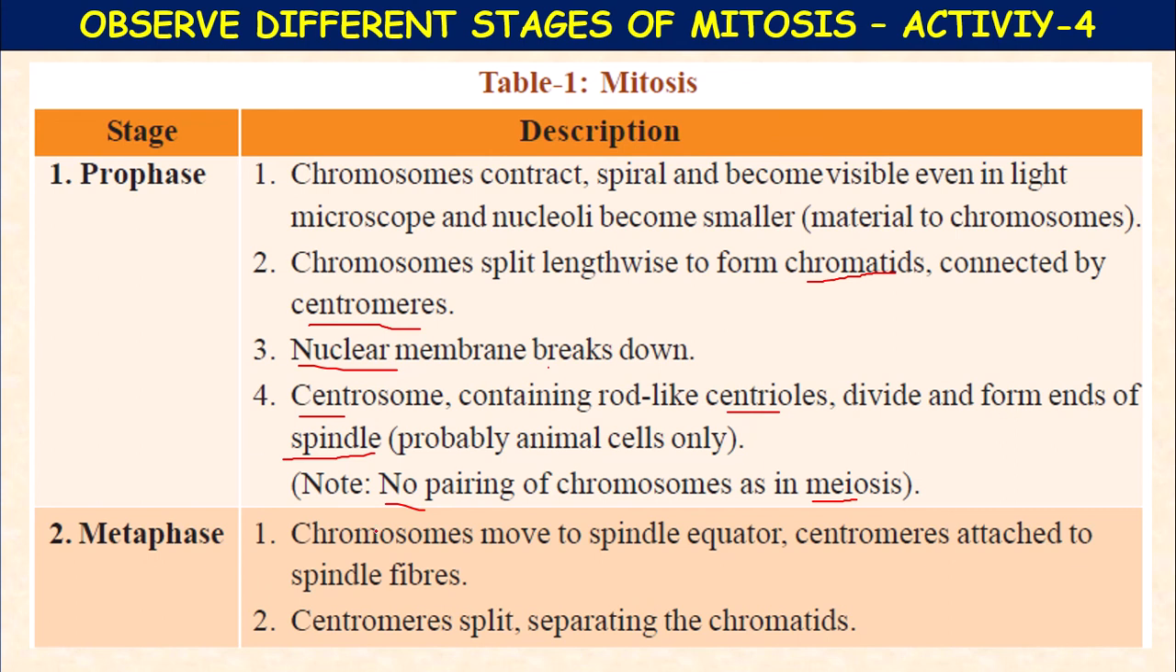Now metaphase. The chromosomes move to the spindle equator. Centromeres attach to the spindle fibers. During metaphase, the chromosomes line up at the equator of the spindle, or equatorial plate.